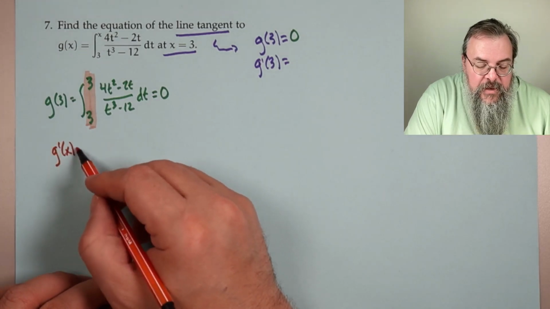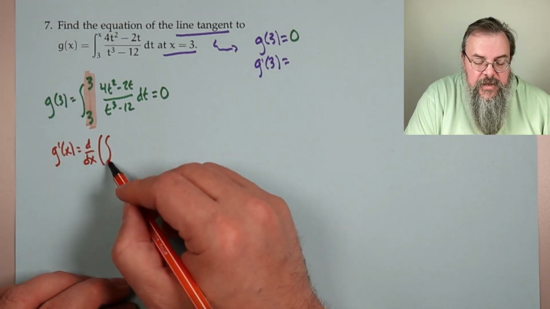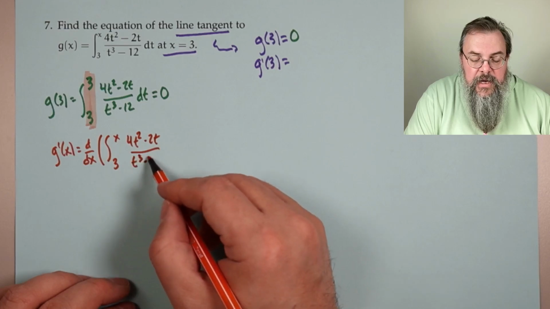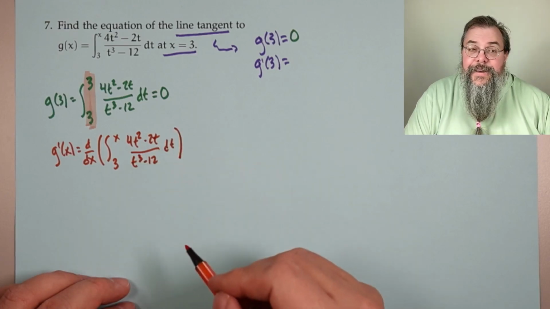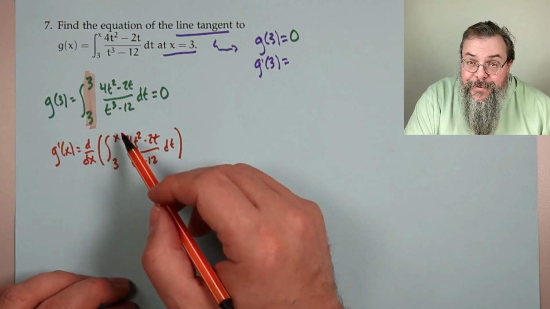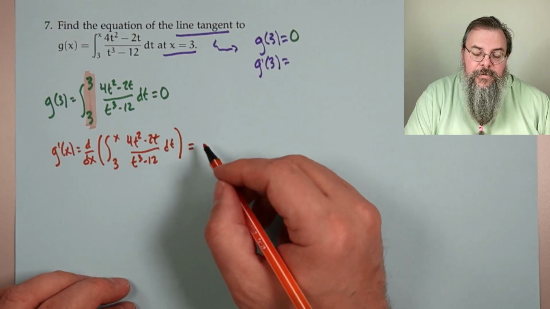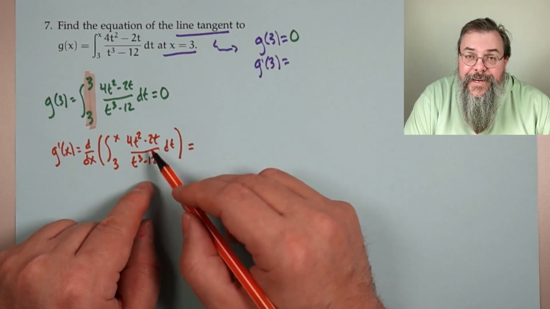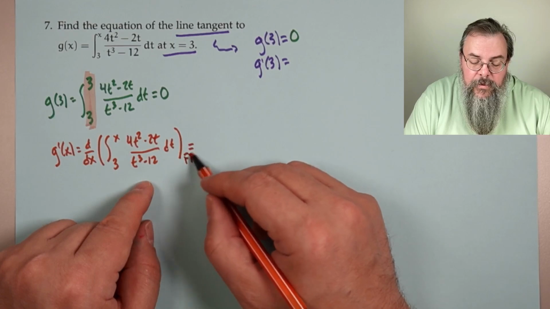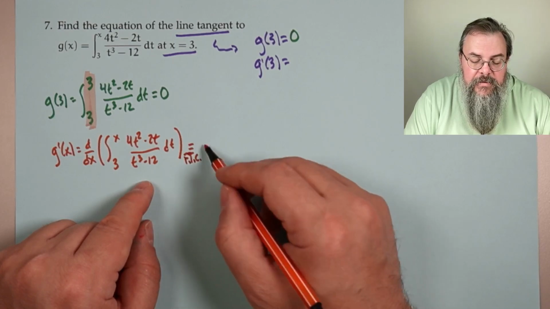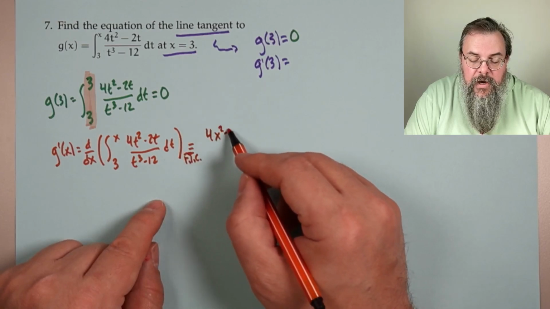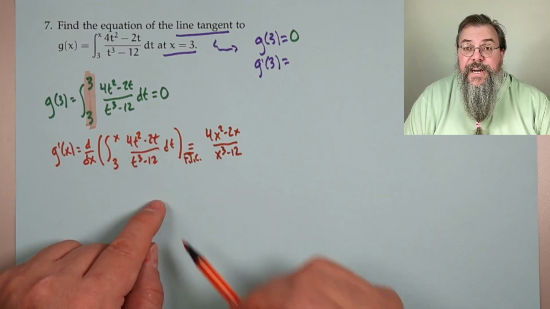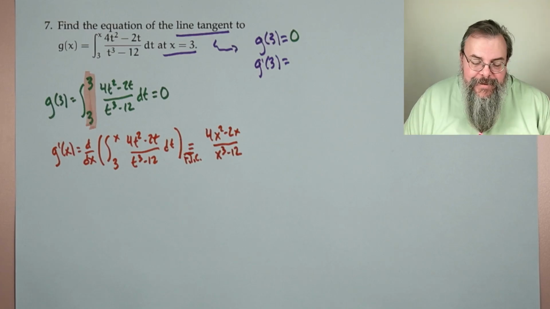Okay, so let's look at g prime. So g prime of x is the derivative with respect to x of the integral from 3 to x of 4t squared minus 2t over t cubed minus 12 dt. Well, when you take the derivative of the cumulative total, that's what this is, what do you get? The answer will probably not surprise you. You're going to get the function on the inside. So, fundamental theorem of calculus, FTC, that's what we're using here. This is equal to 4x squared minus 2x divided by x cubed minus 12. Literally everywhere we see a t, we're putting in an x. Isn't that nice? It makes things pretty easy.